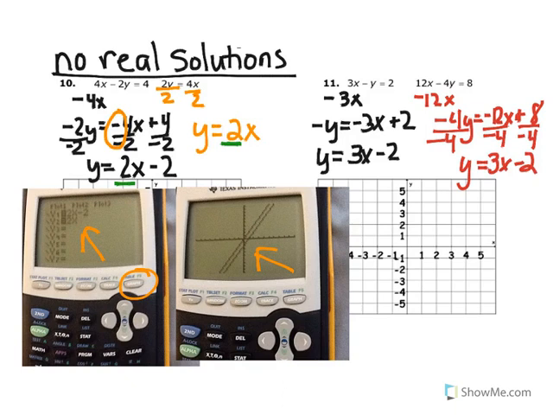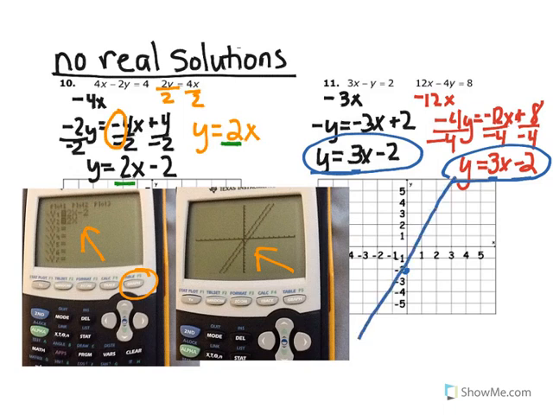Uh-oh. Not only are our slopes the same on this one, but the y-intercept is the same. So what do we know about these two lines? They are exactly the same line. If you were to graph them, which you can go ahead and do on your calculator, but when you do, you won't even be able to see them both because they are going to graph right on top of one another, kind of like that. And if you made the second one thick, it would go right over top. They would be right on top of each other.